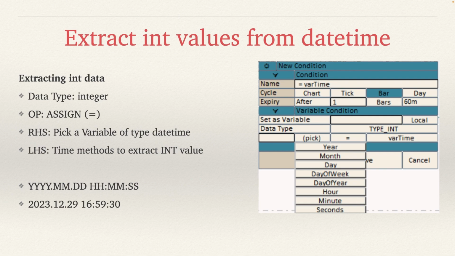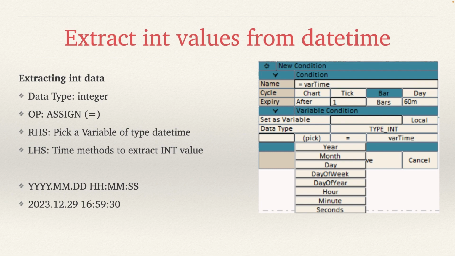Set the condition's data type to int and the operator to assign, and this is the key part, select a variable for the right-hand side that has a datetime data type. When you do this, the pick list for the left-hand side will now contain a list of functions for extracting various pieces of data from the datetime variable.